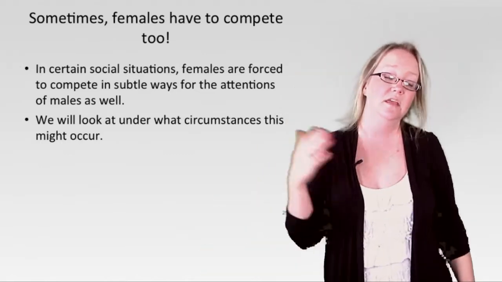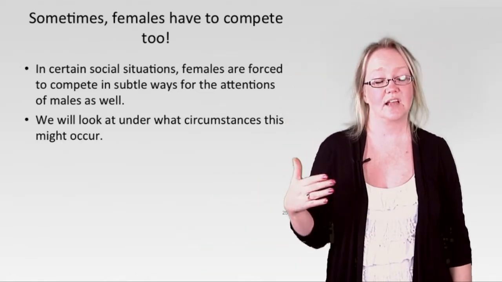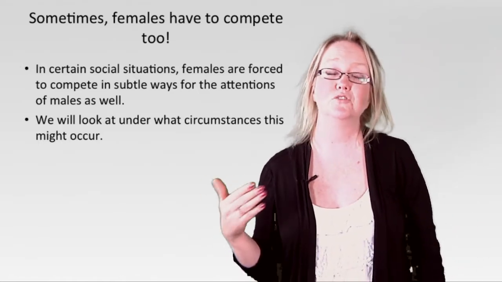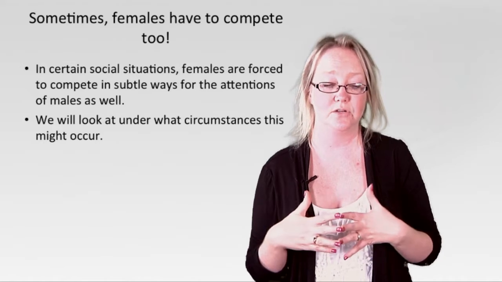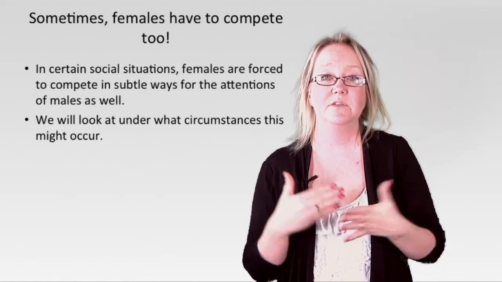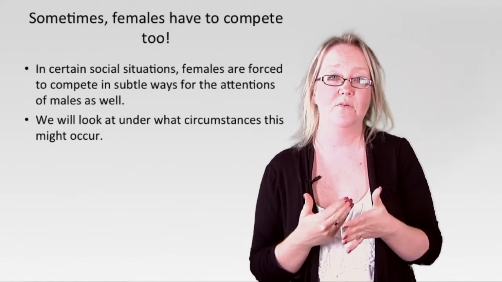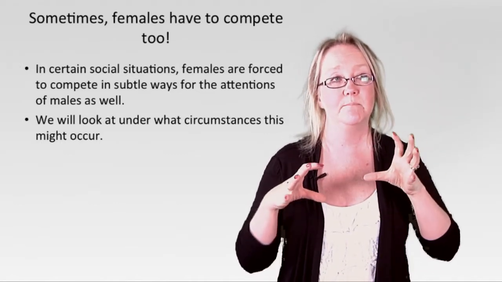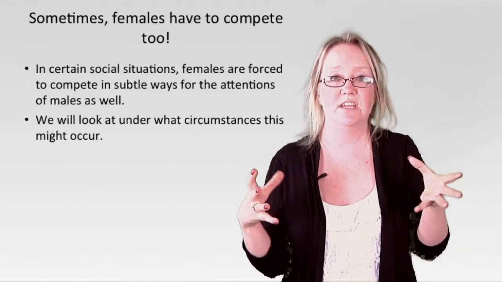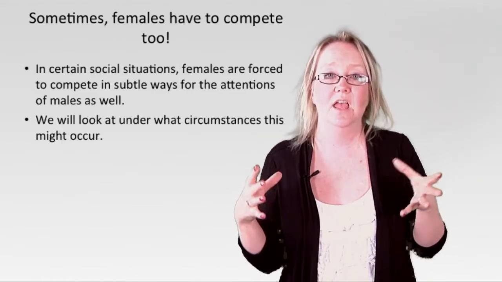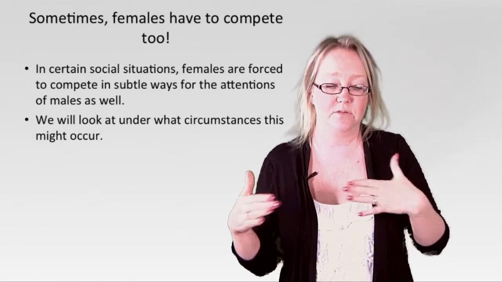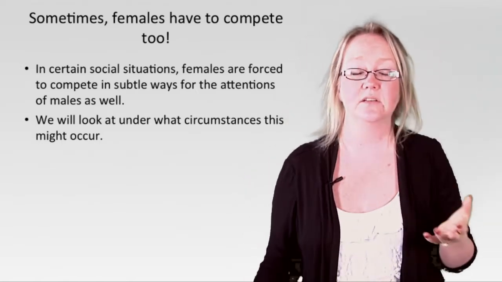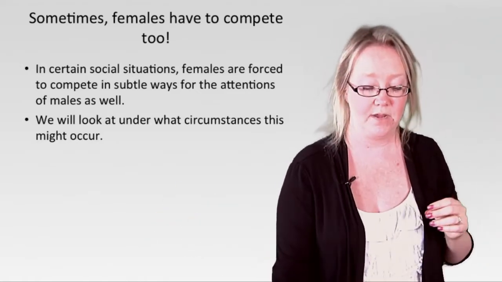And then in the third week of animal sexual selection, we're going to look at female competition. Females do compete. They compete in different ways than males do, but we're going to look at how that type of competition happens. Looking at different mating situations, social situations, groupings, and why females would have to compete with each other for access to the males. So we're going to look at under which circumstances that might occur.